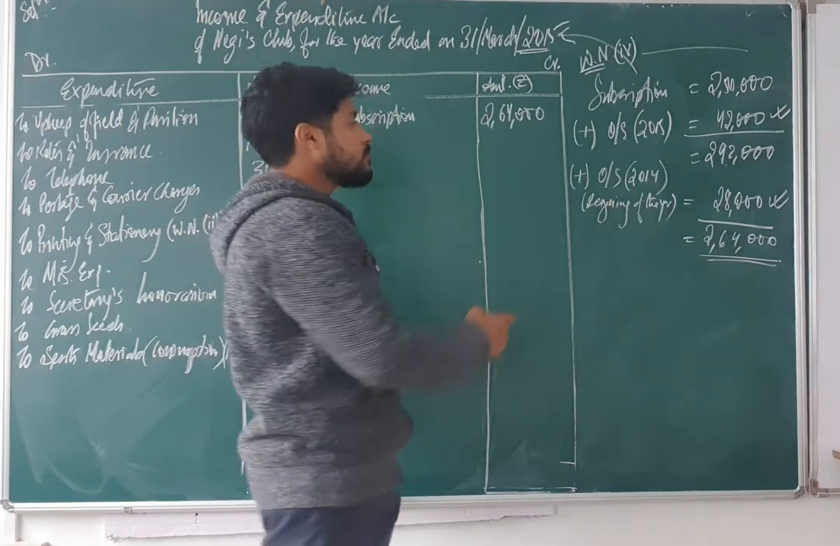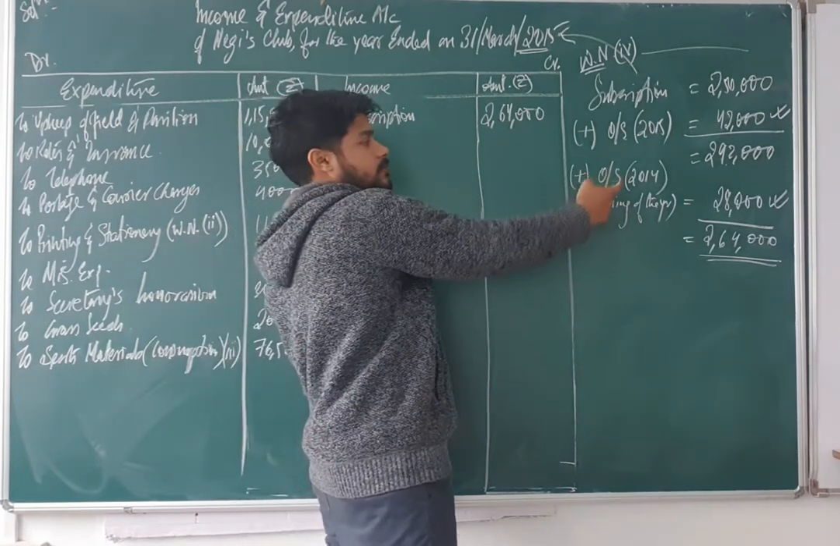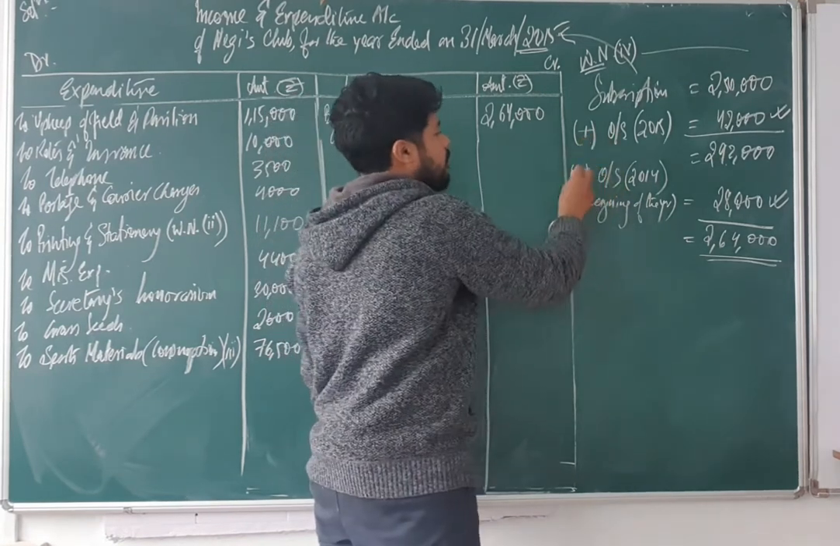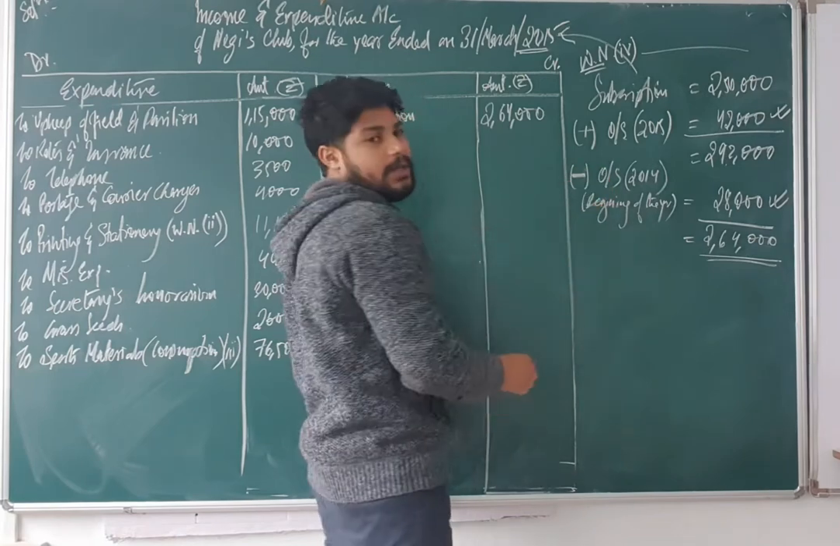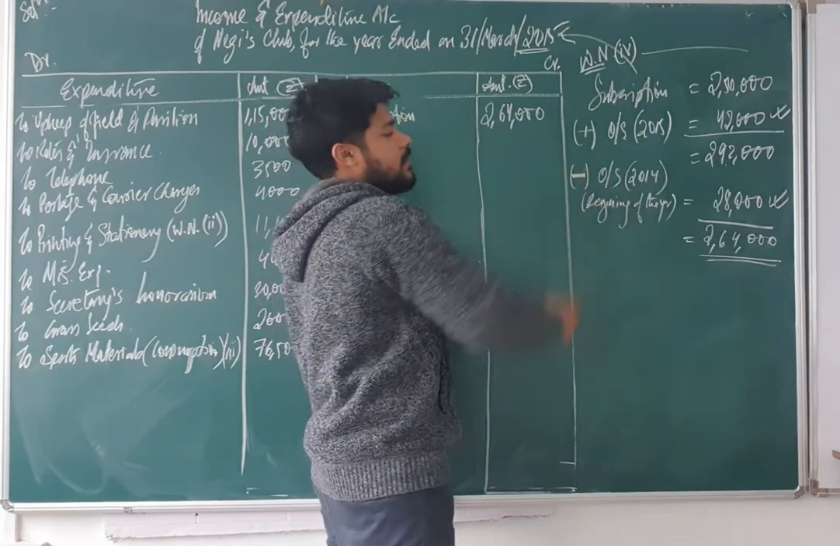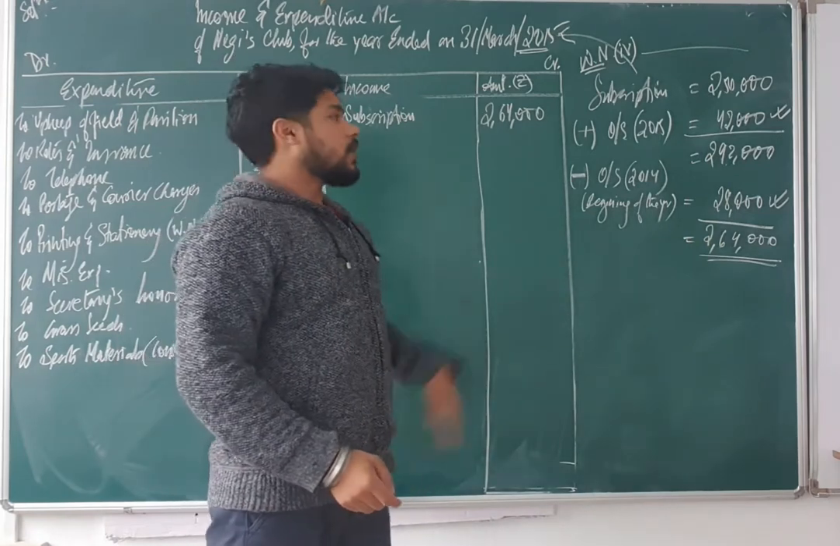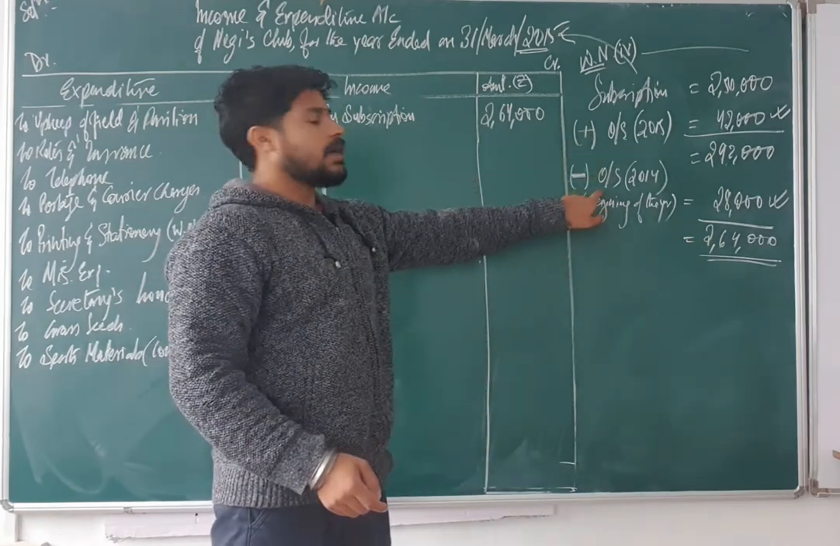Is it okay? Previous years, 14's outstanding is given. Sorry, previous years we have to reduce. Okay, by mistake I have written add. This is less. We have reduced also. Is it okay? Am I clear? For current year add, for previous year reduce.